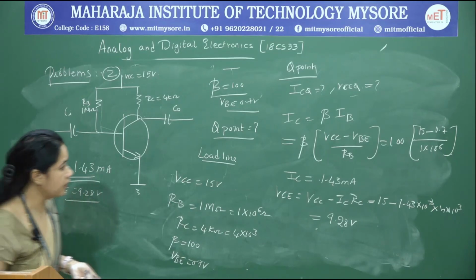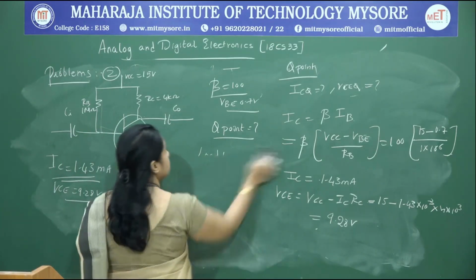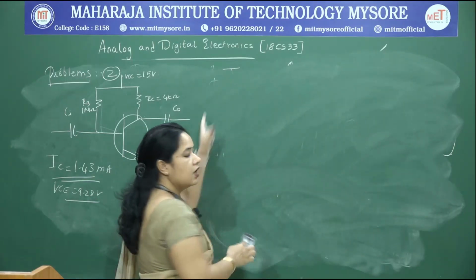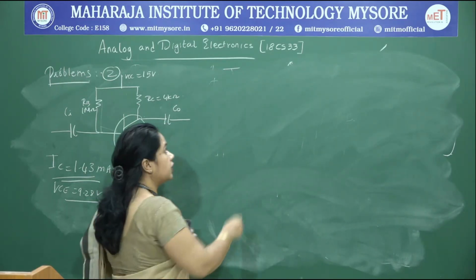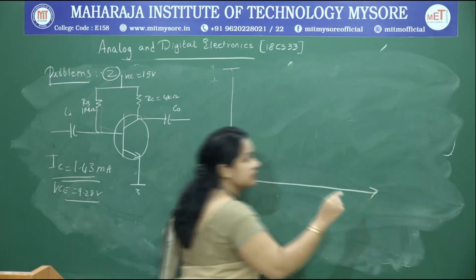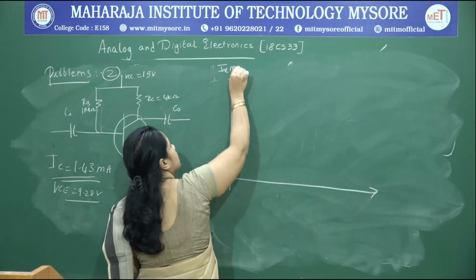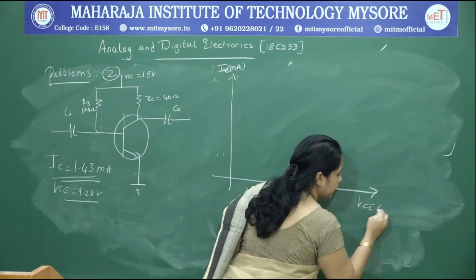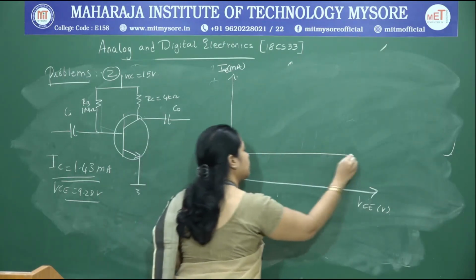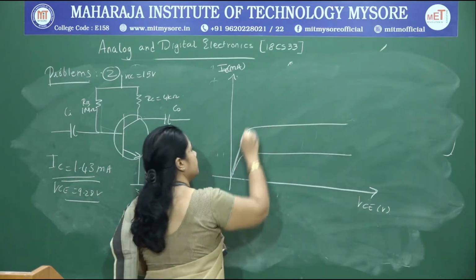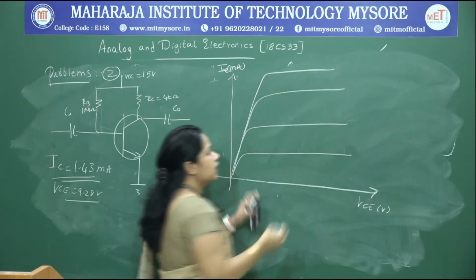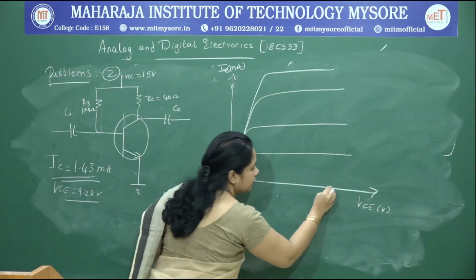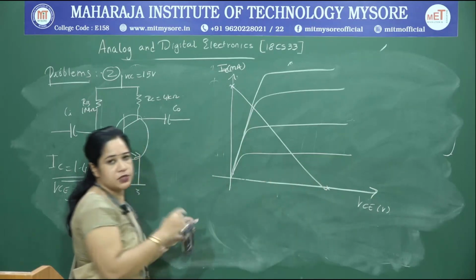Now I need to determine the load line. What is the load line? The load line is a line which connects the point on the x axis and the point on the y axis of your output characteristics. IC is in milliamps and VCE is the output voltage, in volts. I take it for different values of base current, and this is your output characteristics. I need to locate a point on the x axis and a point on the y axis and join them, and this becomes the load line.